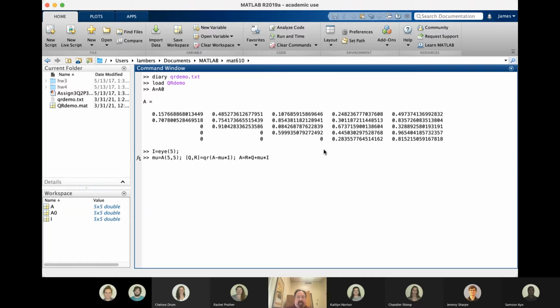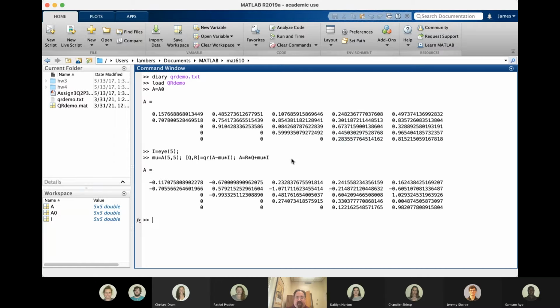So now I set my shift, do the QR factorization of the shifted matrix, and then multiply the factors in reverse order and shift back. So let's see what happens to this last subdiagonal entry as I proceed. All right, so first, nothing really happening yet, because we're not necessarily close to an eigenvalue. But then I keep going.